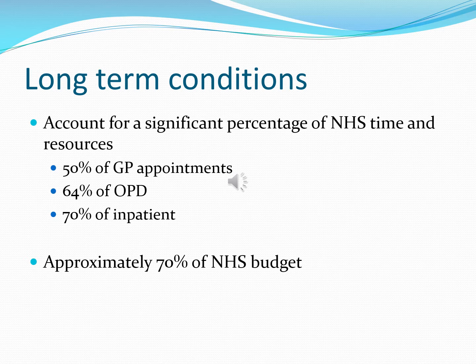So it uses a lot of time and a lot of resources, which obviously means that it's expensive. About 70% of the NHS budget, which is about 115 billion, is dedicated to looking after patients with long-term conditions.